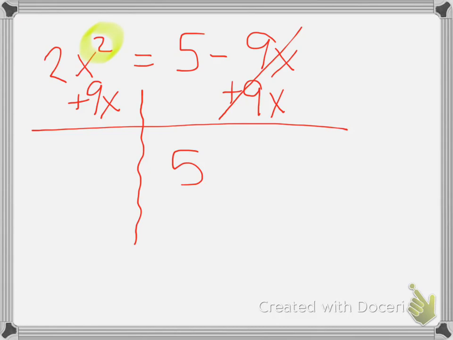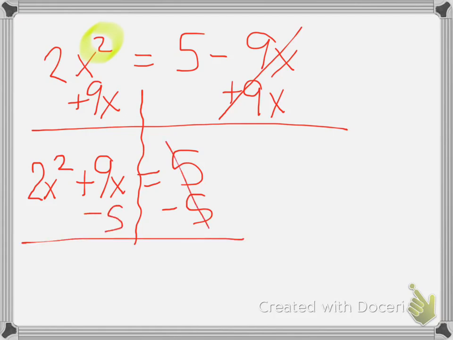Over here, 2x squared plus 9x, I can't add those together and call them 11x cubed. They aren't like terms. So I want the highest degree in the front, and then I want the 9x. So I'm almost there. Now I'm going to take 5 away from each side. Leaves me with 0 on the right, which is my goal. But over here, remember, none of these are like terms, so all I can do is just write them.